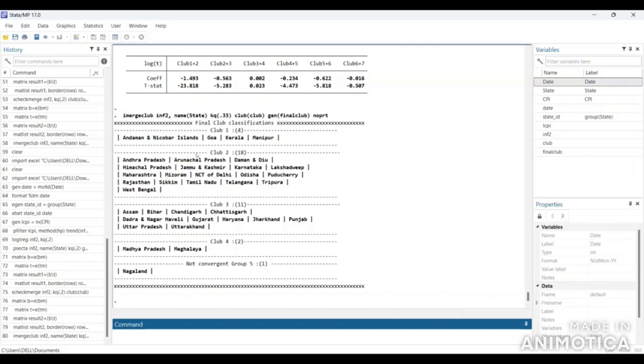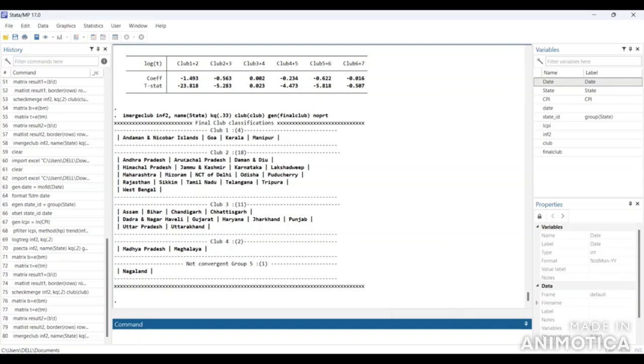Similarly, there are 18 states in club 2 who are sharing more or less the same inflation. And similarly, there is the 3rd club and the 4th club. So basically, through this technique, even though the overall convergence is not happening, there are evidences of club convergence, and the technique is showing that in the case of food and beverage inflation, we are getting 4 clubs and 1 non-convergent group. And basically, that's all in this.